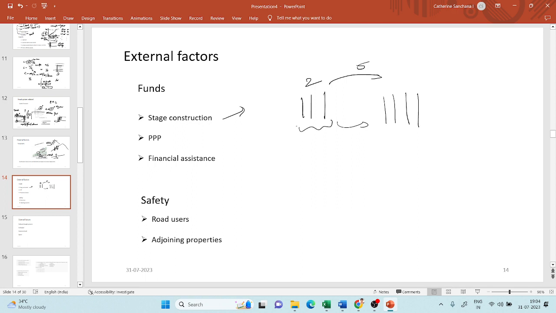I'm constructing only a part of the highway that I want, like only two lanes, because I have only that much amount of money. Few years down the line, when I have some more money to construct the remaining, I will add on one more lane. Okay, or you can give your construction to a private sector, and you can ask them to construct the road for you.